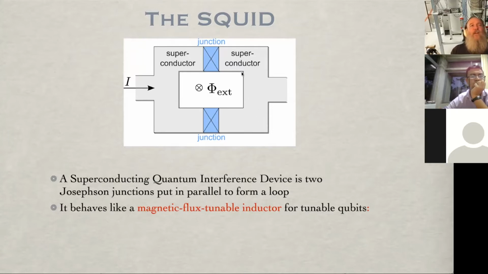And this is very useful in superconducting qubits because it allows me to make tunable qubits, which we'll see a number of times. I can make a qubit, and then by using an external magnetic field, I can tune it in situ, which gives us a lot of flexibility in experiments. Okay.